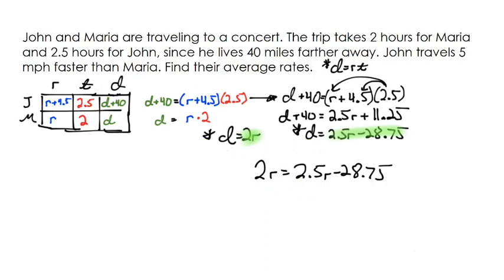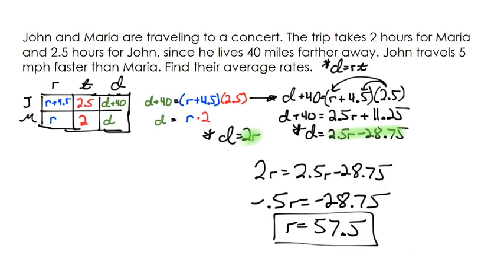Then I'm going to subtract 2.5R from each side. And then I'm going to divide by negative 0.5 on each side. And we find that R equals 57.5, but we have to be careful in this type of problem to make sure that we've answered the question. It says R is 57.5. That would mean that John's rate is whatever that plus 4.5 is.